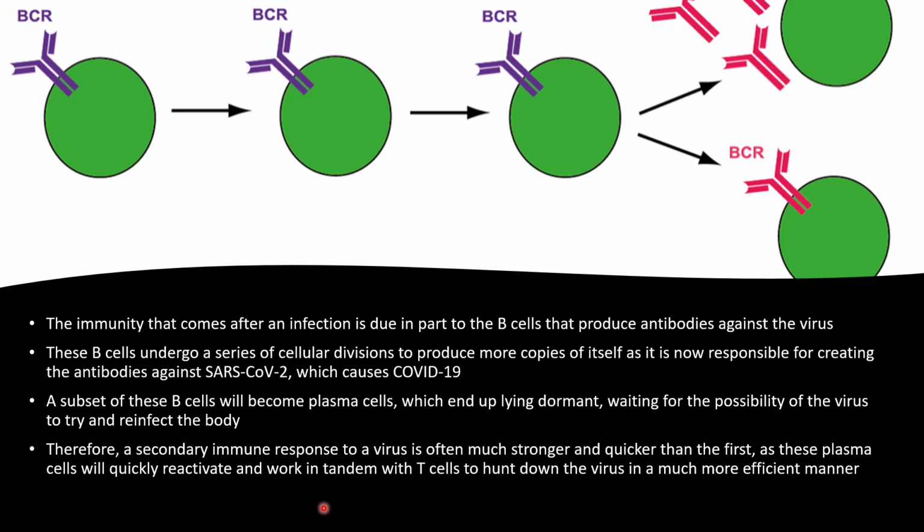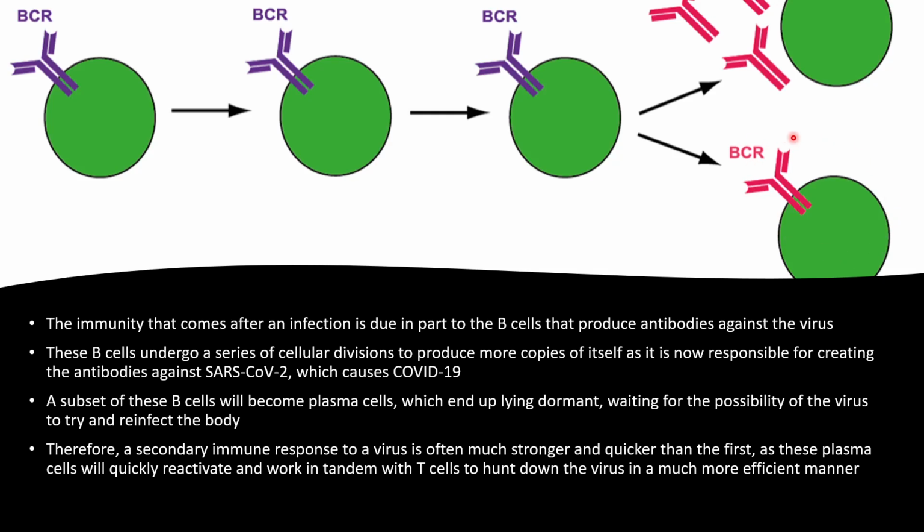But then towards the end, they're going to start making what we call plasma cells. So as they undergo this cellular division, they produce more and more copies of themselves, and it ends up at this last stage of replication, right? So they've replicated, made more of themselves, and in the process, they've obviously produced a ton of these antibodies.